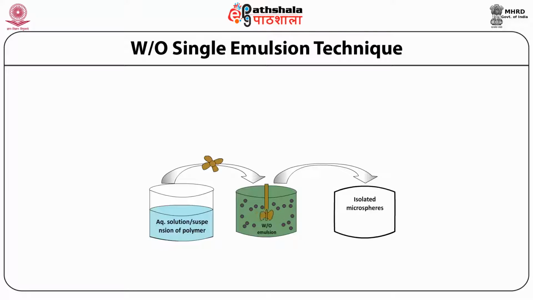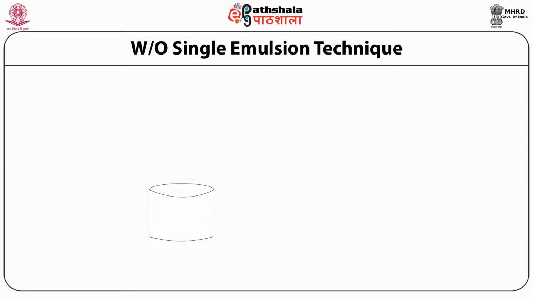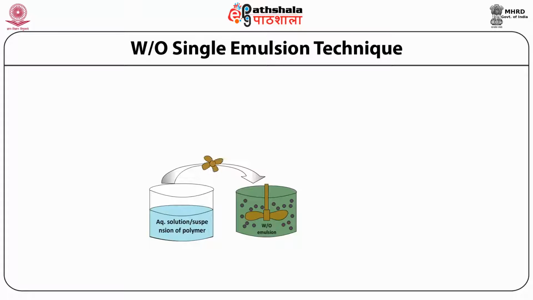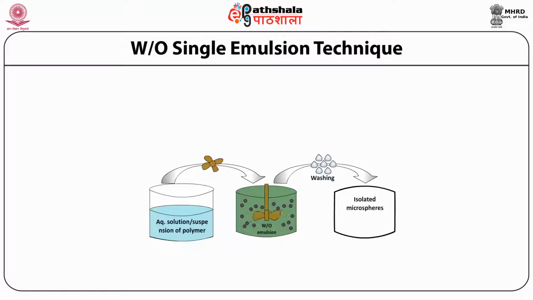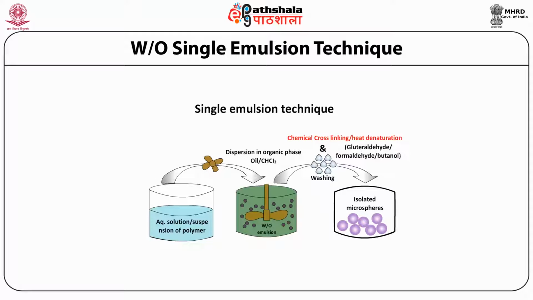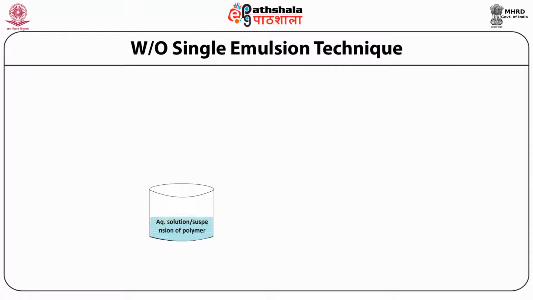You can see the dispersion in organic phase, oil or chloroform, then it is emulsified to form an emulsion, which is a water in oil emulsion, and then by using formaldehyde or glutaraldehyde or butanol, the aqueous phase is removed and we get the isolated microcapsules or microparticles or microspheres. So first we have dissolved the aqueous solution and suspension of polymer, which is emulsified to form a water in oil emulsion, and then it is dried by washing and by drying in a glutaraldehyde or formaldehyde phase. So this is how we are harvesting our microcapsules from the technique.